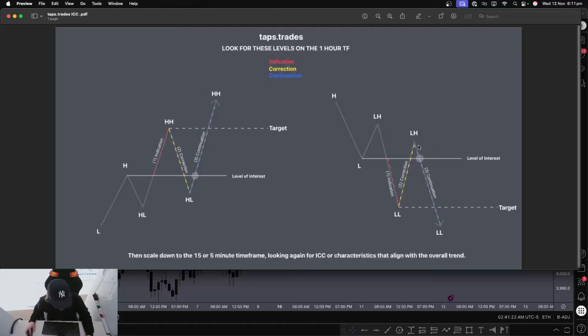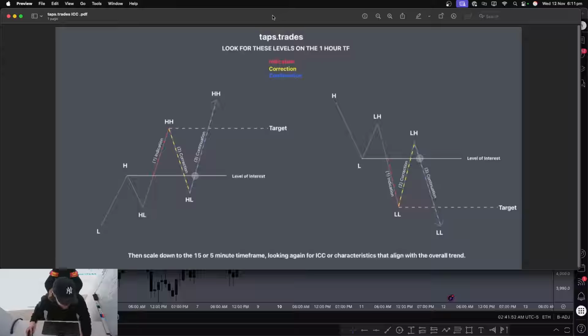So at this point in time, when price is looking to come back below this level of interest, we're scaling down to a 5 and a 15-minute time frame. We're looking for ICC characteristics, or characteristics of a downtrend, and that's it. It seems simpler than it is. It sometimes can be quite confusing because the markets don't print perfectly. So let's jump into it now.